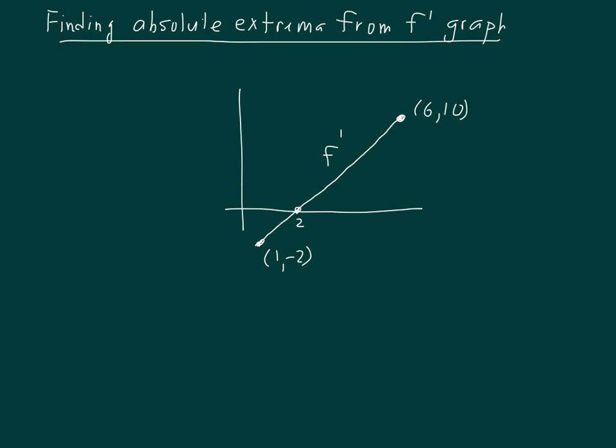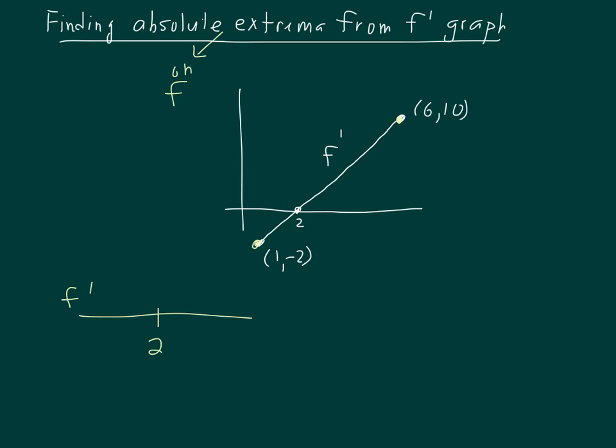Alright, in this video we are looking at finding absolute extrema on a function f, and we're given a graph of the first derivative. Now notice this first derivative graph here, it's bounded between a couple points, (1, -2) and (6, 10). And it's also crossing the x-axis here at 2. So to capture this information, let's make a sign diagram.